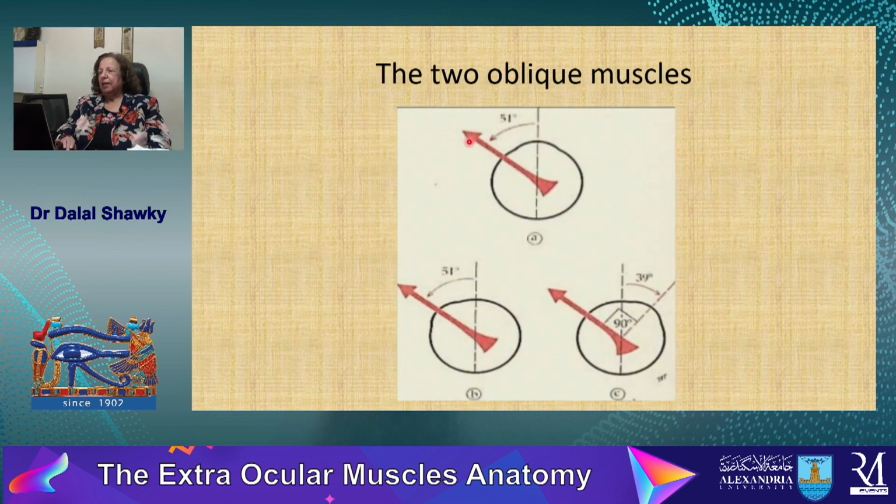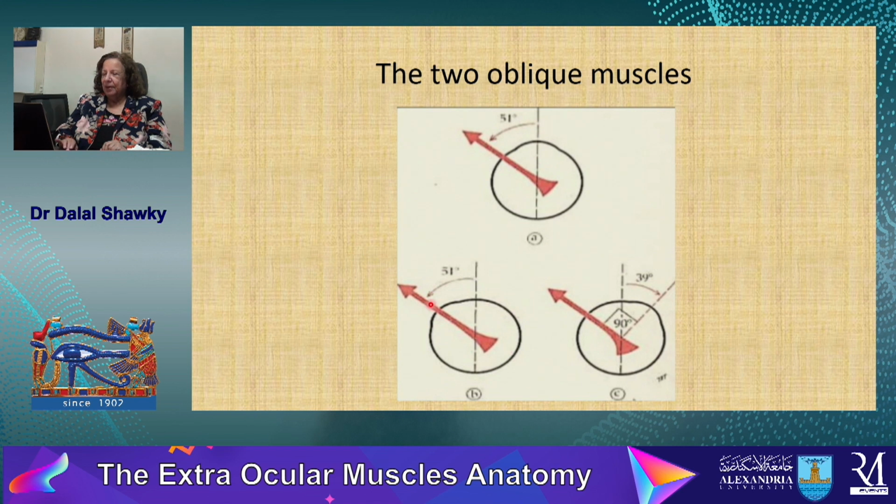The superior oblique and the inferior oblique below the globe are forming 51° with the axis of the globe, or the visual axis of the globe. So if the globe is turned inside, adducted to the 51°, the axis of the globe and the axis of the muscle will be coinciding to each other. And in this case, the superior oblique will act as a depressor of the eye in adduction, and the inferior oblique will act as an elevator of the eye in adduction.